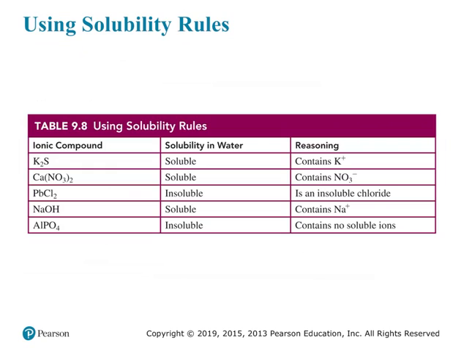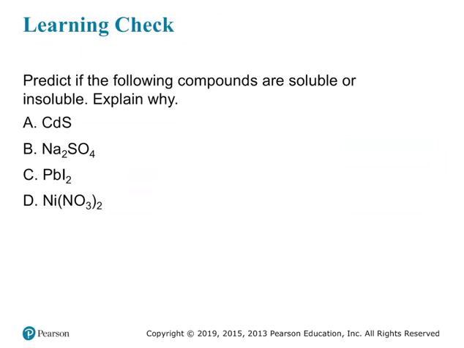All right, and then this table shows you how to use those solubility rules. If you want to look at that on your own, you can, but we're going to go over a learning check. So let's predict if the following compounds are soluble or insoluble, and then explain why. I have the solubility rules on the next slide. We'll walk through each of these compounds, but if you want to try this on your own first and make some predictions, you can, and then we'll go over it together.